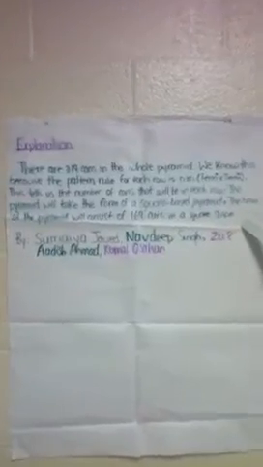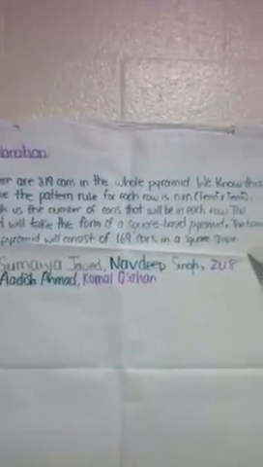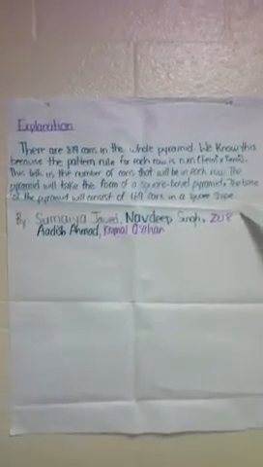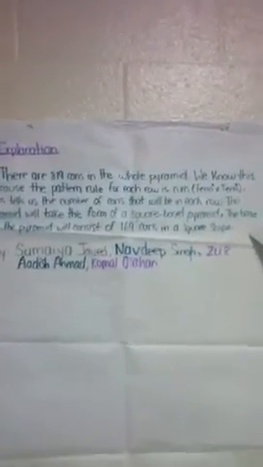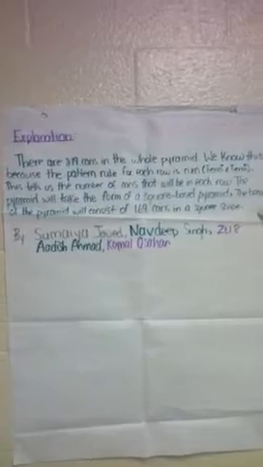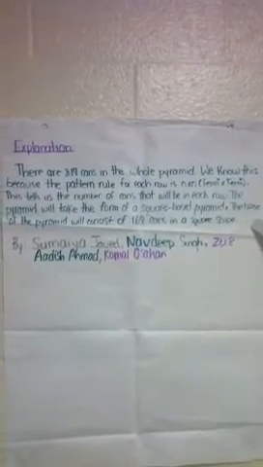There are 819 cans in the whole pyramid. We know this because the pattern rule for each row is n times n, turn times turn, and this tells us the number of cans that will be in each row. The pyramid will take the form of a square-based pyramid. The base of the pyramid will consist of 169 cans in a square shape.